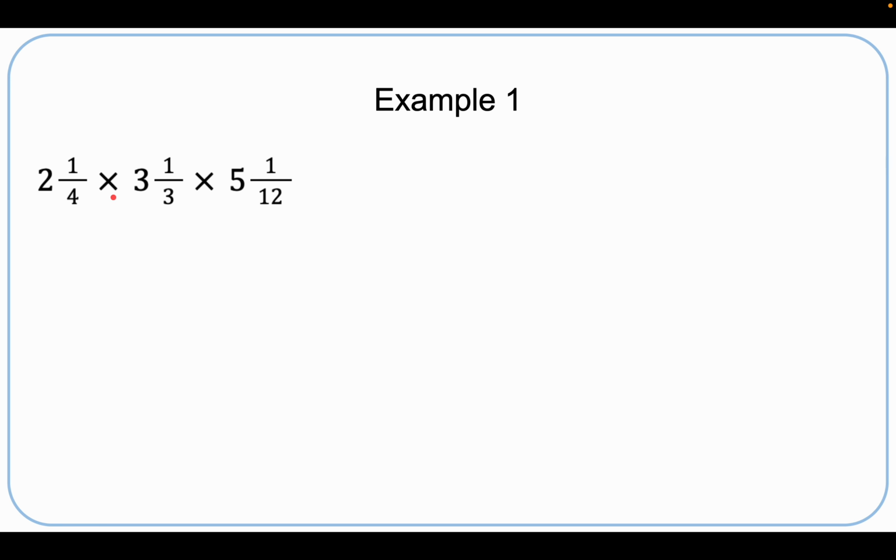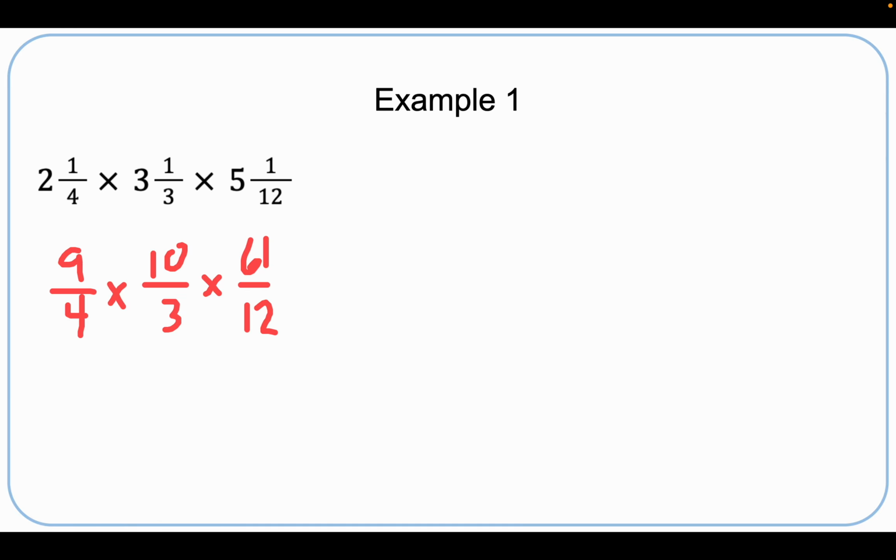So here's an example. We have 3 mixed numbers. We want to change these all to improper fractions so that we can multiply them. So 2 1/4 would be 4 times 2 is 8 plus 1 is 9, so 9/4 here. And then multiplied by 10/3. And then multiplied by 12 times 5 is 60 plus 1, 61/12.